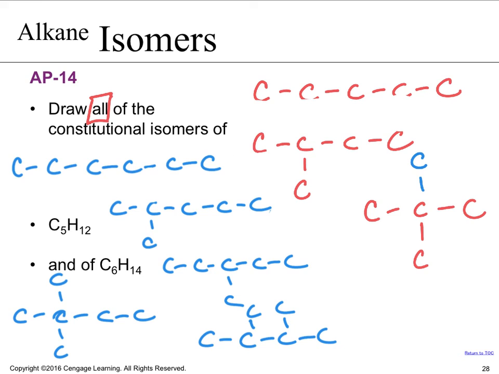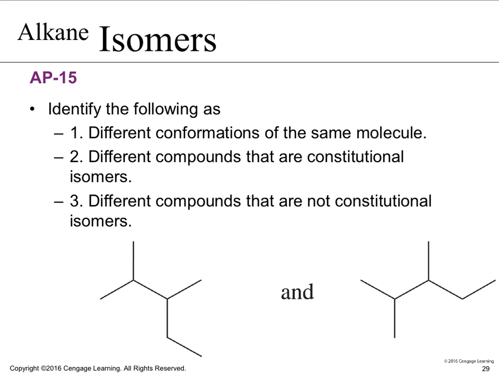Now I'm unlikely to ask you to draw all isomers on a quiz. I will more than likely ask you to draw 1 or 2 sets. So just make sure you can draw several that do not repeat themselves. Here's a few more examples, this time using line angle structures. So just giving you practice looking at the different types of structures. So go ahead and pause the video and see if you can decide if these are different conformations, constitutional isomers, or different compounds that are not constitutional isomers.